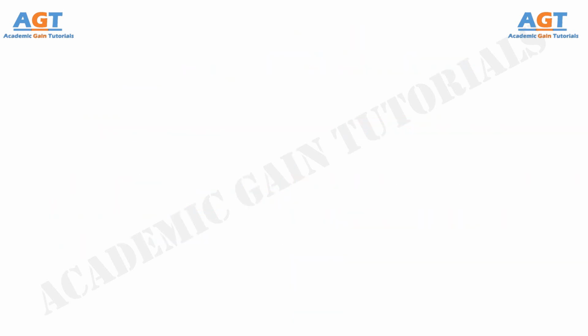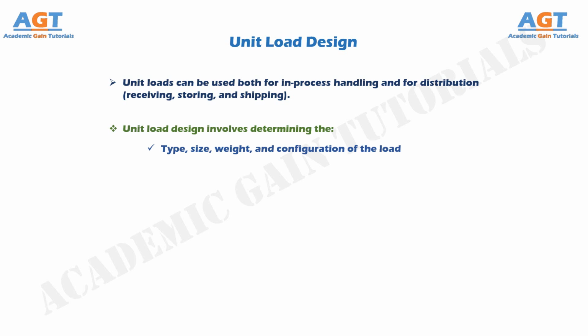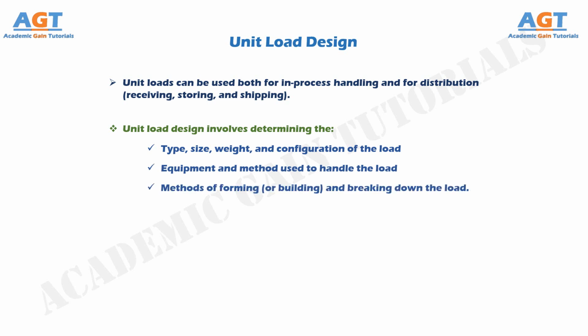Now let's discuss unit load design. Unit loads can be used both for in-process handling and for distribution, receiving, storing, and shipping. Unit load design involves determining the type, size, weight, and configuration of the load, equipment and method used to handle the load, methods of forming, or building, and breaking down the load.